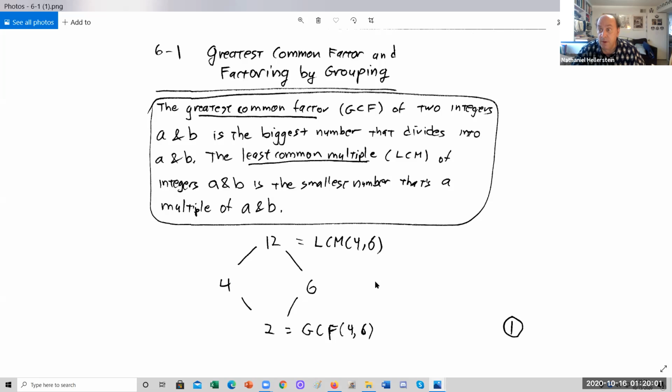Now, people get confused. When they think greatest common factor, they think of a bigger number. No, it's a common factor, so it's beneath both of them. But it's the biggest one; in this case, between 4 and 6, it's 2. And the least common multiple is the smallest number that's a multiple of both. Like I say, people get these confused.